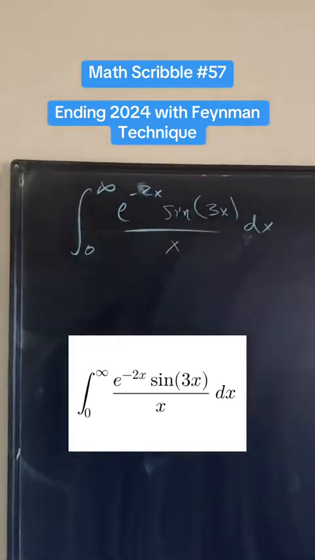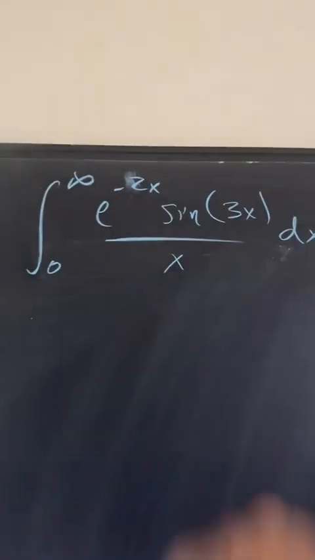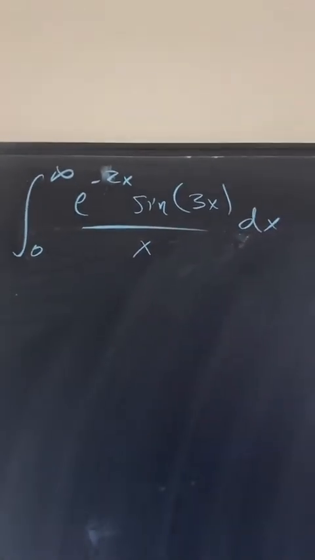Okay, so here we have the integral from 0 to infinity of e to the negative 2x sine of 3x all over x with respect to x. So we're gonna go ahead and solve this using the Feynman technique.